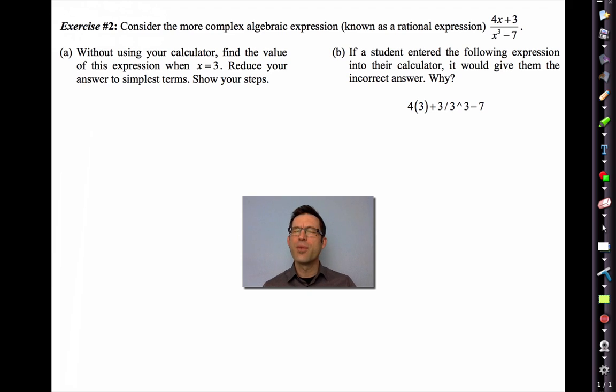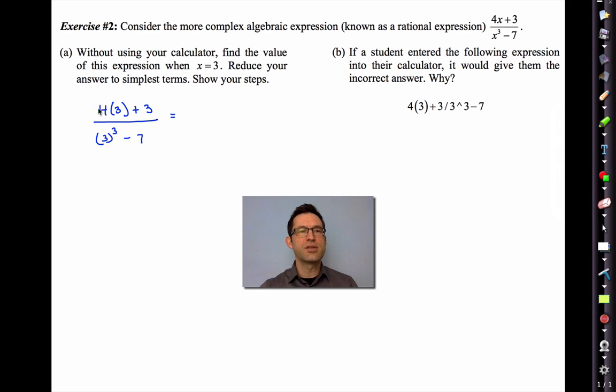All right, let's do it. Well, it's kind of interesting here because we can certainly put that 3 wherever there's an x. There's no question about that. That's easy enough. Good idea, wherever there's an x, to always put parentheses in. But now the question is, what order do I evaluate this in?